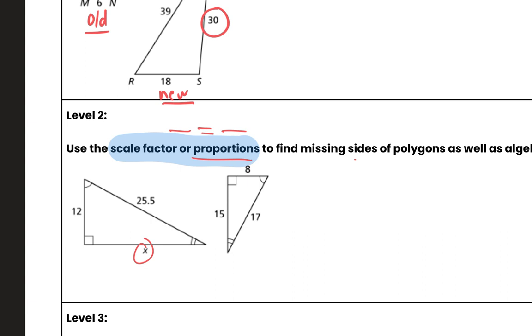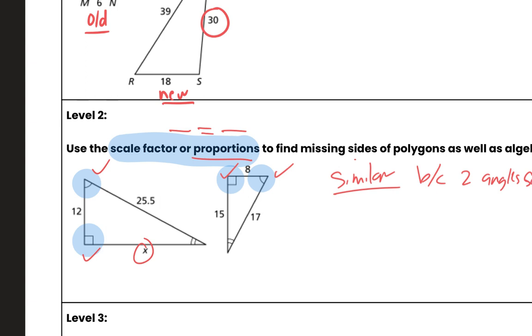What do we know about this? They both share that, and they both share that, right? So if they have two angles that are the same, then they are similar. They're similar because two angles are the same. Okay, so if they are similar, that means we can set up a set of proportions. So we know we need to have, let's say, this one on this side and this one over here, right? We know we need to use x, so let's go ahead and use x. I'm going to put x there. So what corresponds with x over here? Is it 8, 15, or 17?